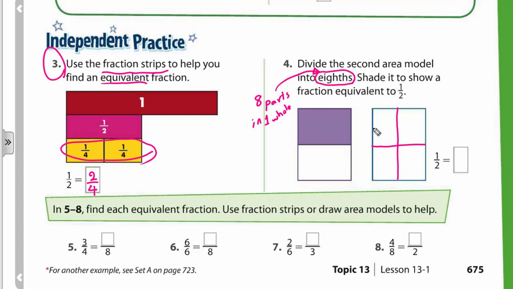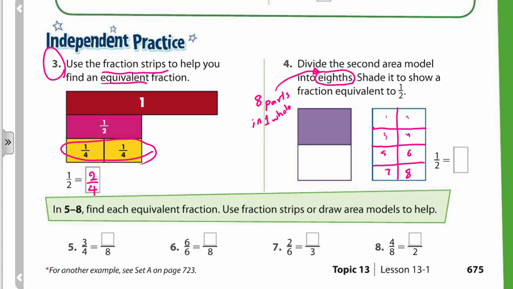So we need to divide it another time like this. Yes. And from here, okay, now let's count it. 1, 2, 3, 4, 5, 6, 7, 8. And they are equal? Yes. Okay, so they are 8s now.